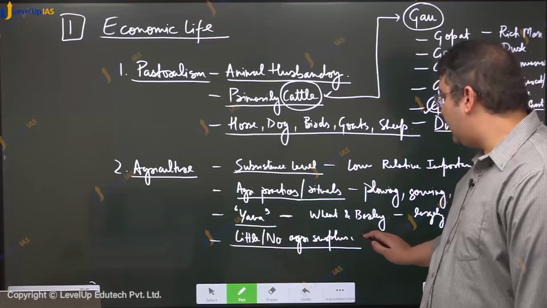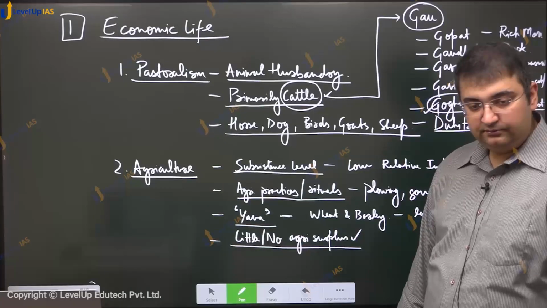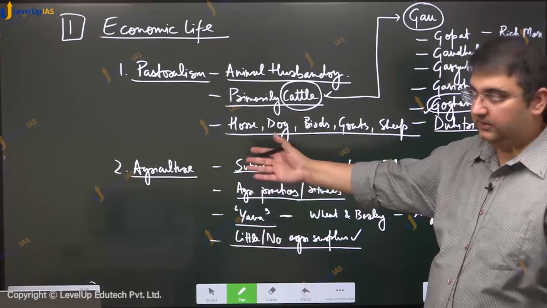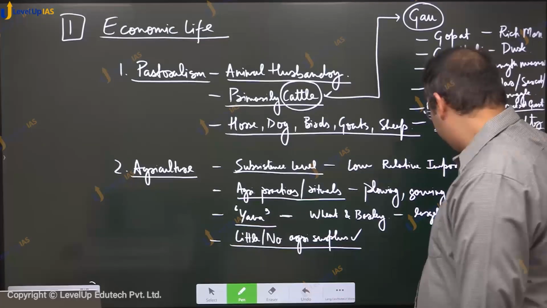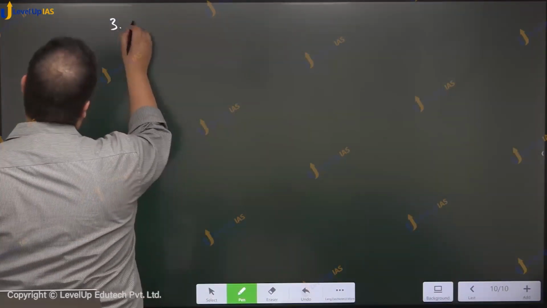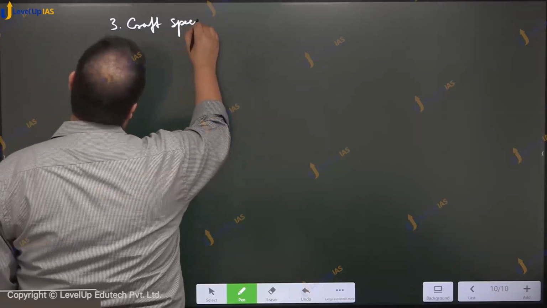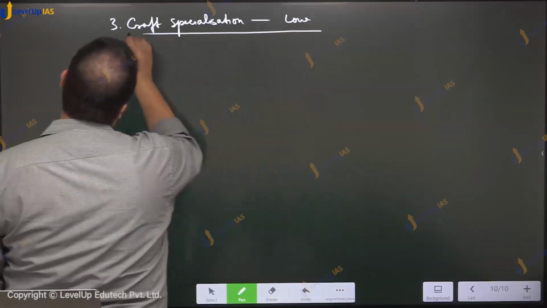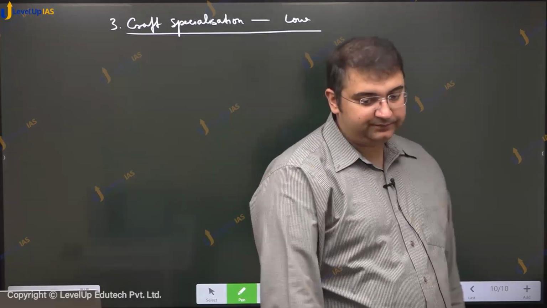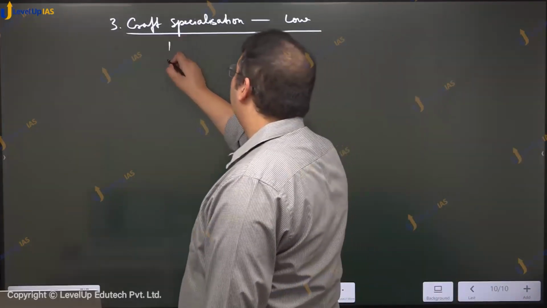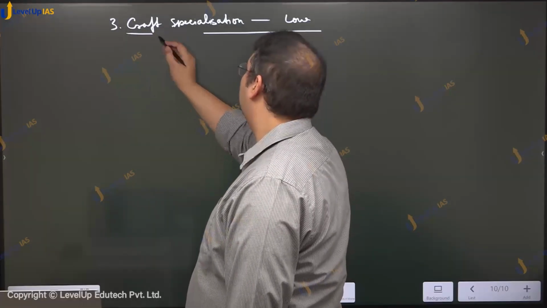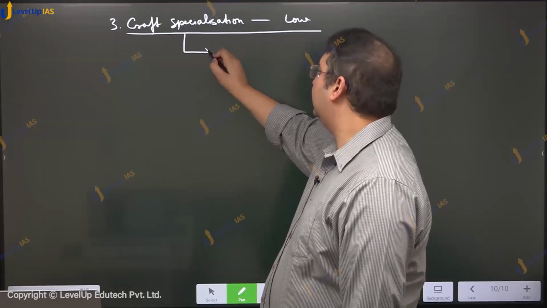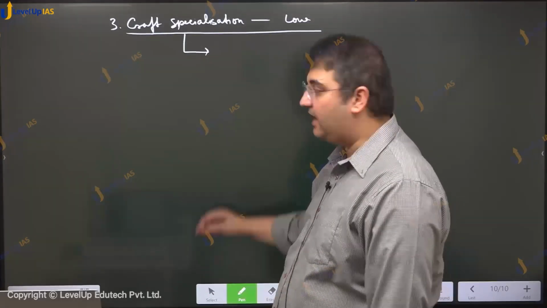As a result, do you think there would have been a high degree of craft specialization? No. Why? Because everybody would have been involved in the search for food sources, either pastoralism or agriculture at a small scale. And therefore, craft specialization was low. ठीक है. Now, despite craft specialization being low, the Rigved does mention certain important secondary economic activities.